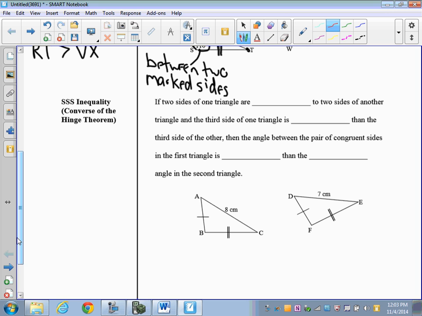We also have the SSS inequality, or the converse of the Hinge theorem. This says if two sides of one triangle are congruent to two sides of another triangle, and the third side of one triangle is greater than the third side of the other, then the angle between the pair of congruent sides in the first triangle is greater than the included angle in the second triangle. So again, we're just working backwards this time.